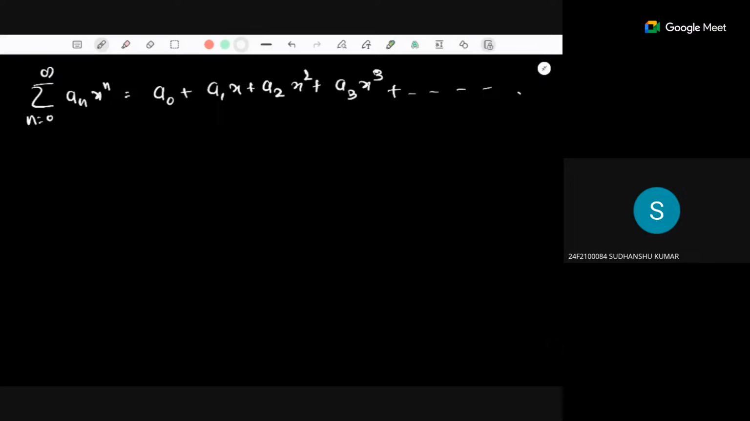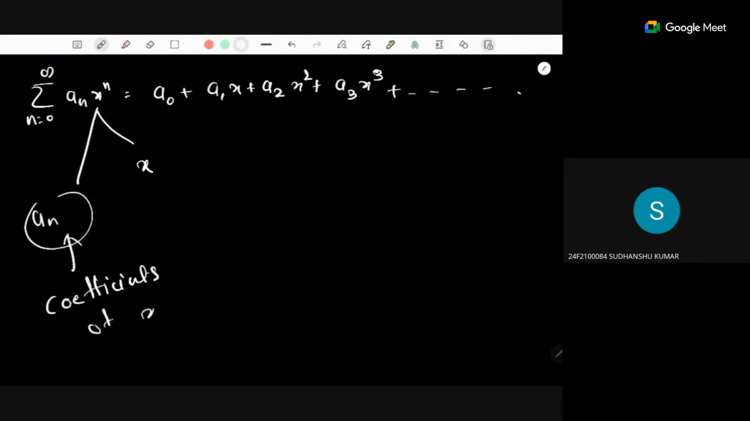So here we have two terms. One is a_n and another one is x. So what is a_n? a_n represents the coefficients of powers of x. So what is the coefficient of x square? The coefficient of x square is a_2. What is the coefficient of x cube? The coefficient of x cube is a_3, and so on. And what is x? x is a variable.